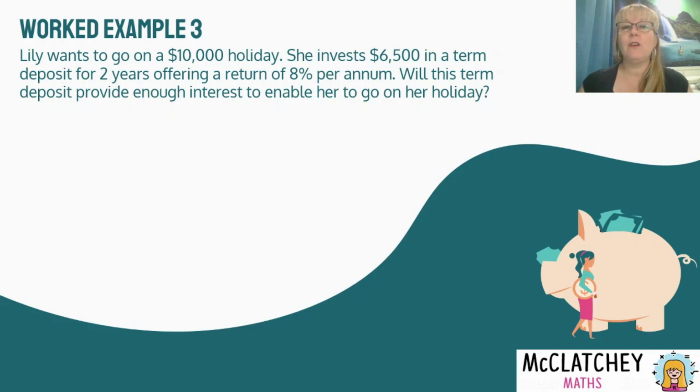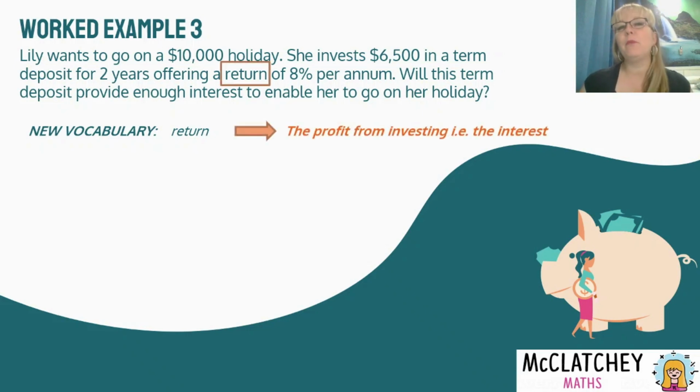And they're going to give her a return of 8% per annum. Will this term deposit provide enough interest to enable Lily to go on her holiday? Well, let's hope so. So firstly, we've got some more new vocabulary here. We've got the word return in the question, and all that means is it's the profit from her investment. In other words, that's the interest that she's going to earn.